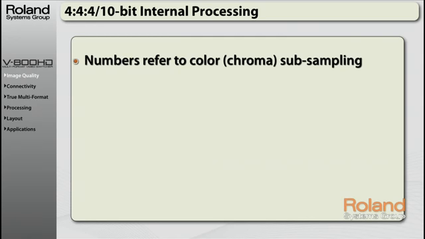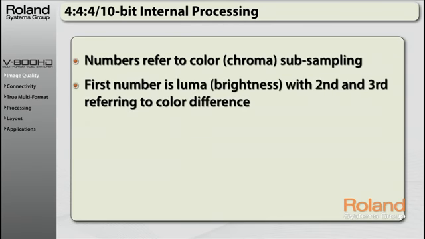444 10-bit processing. What does that mean? Well, the numbers refer to the chroma or the color subsampling, each of those numbers. The next point is that the first number is about brightness, and that's where a lot of information is carried. The second and third relate to how the colors change and are different between different bands of color. So what it means when we go to 444 is that nothing in there is compressed. It's the platinum standard. It's the pinnacle of color ability.